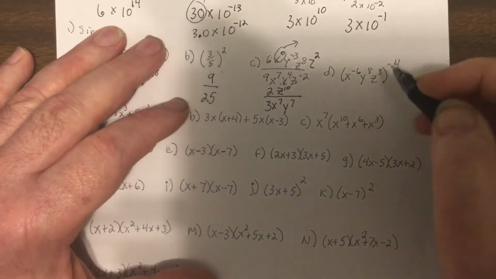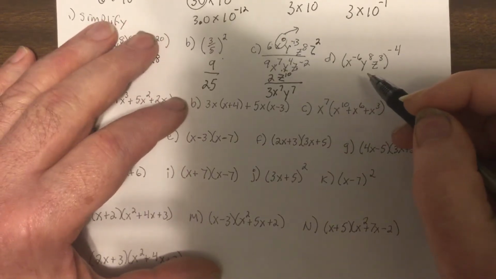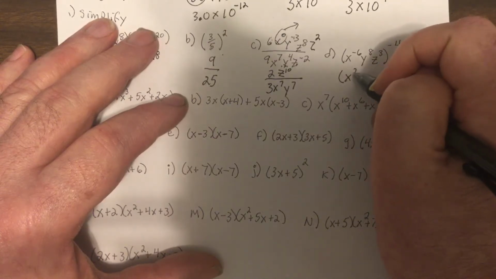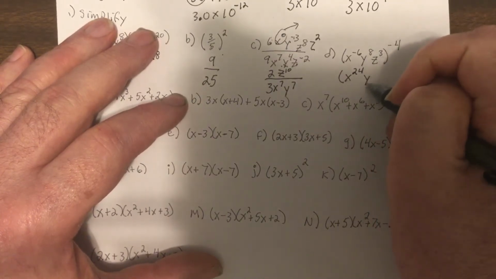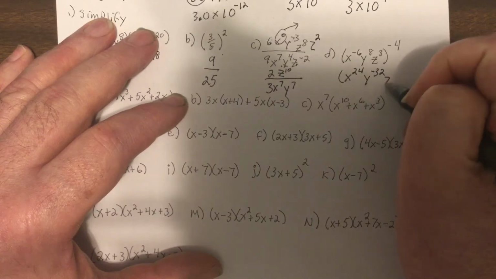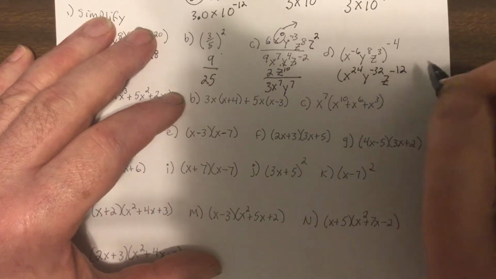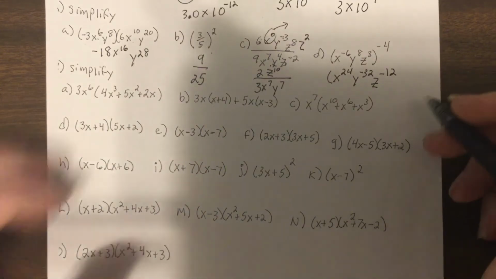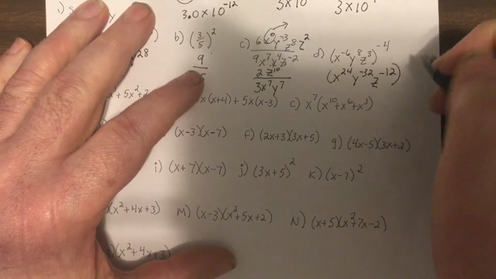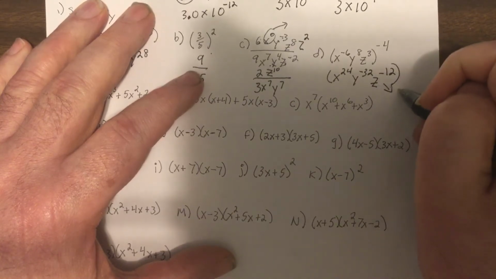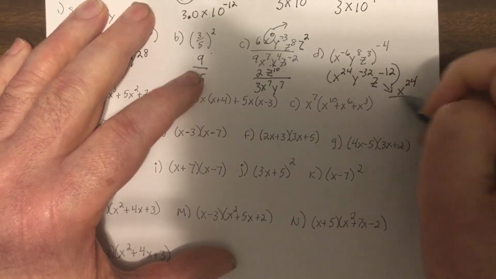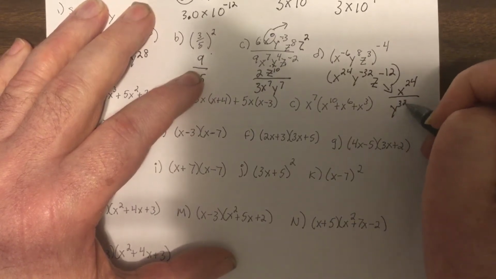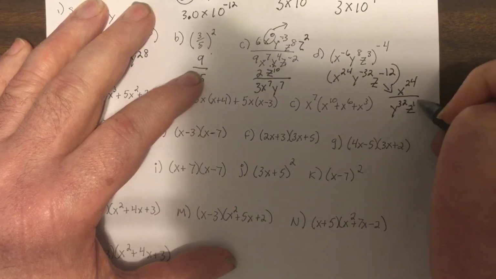Now this one, whenever you have a product raised to a power, you raise all of them to that power. So it'd be x to the 24th, y to the negative 32, z to the negative 12. But a negative power means you need to move it. Move it, move it, move it. So it becomes x to the 24th. Excuse me, I wrote x, said z, but wrote x. y to the 32 on the bottom, z to the 12th on the bottom.